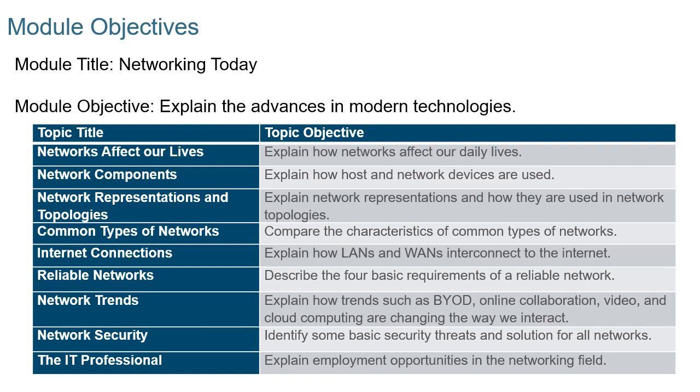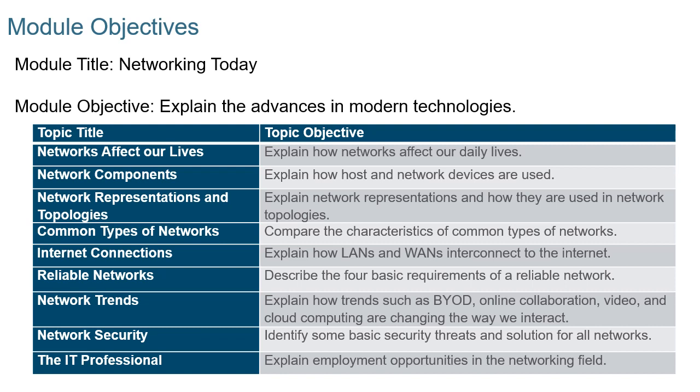I think most importantly the local area networks, LANs, and the wide area networks, WANs. From there we'll look at different internet connections and explain how LANs and WANs are interconnected to the internet. Then we'll describe the basic requirements of a reliable network. I think we'll look at the network infrastructure there and what makes up a reliable network infrastructure.